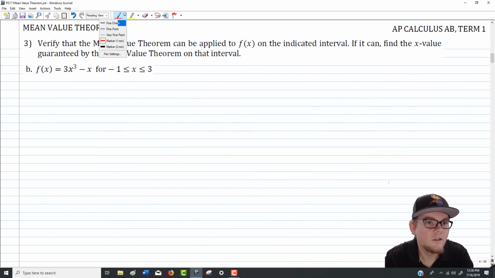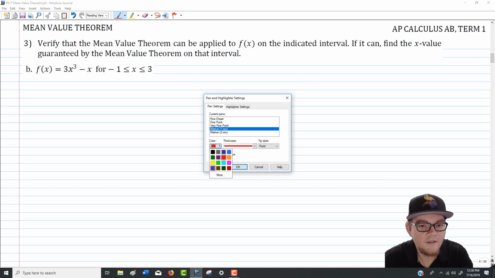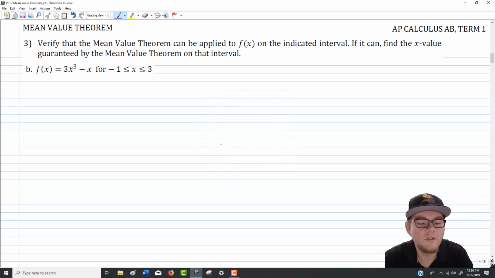Okay, finally, we get to the section that asks us to actually solve. Up to this point, it's just been like satisfying the mean value theorem. Now we're ready to actually look at what's here. In question 3, which involves, I think, 5 parts, we're asked to first verify that the mean value theorem can be applied to f on the indicated interval. If it can, find the x value guaranteed by the MVT.